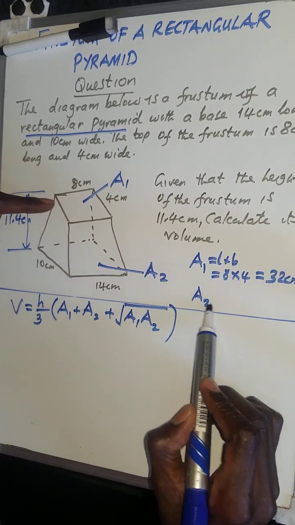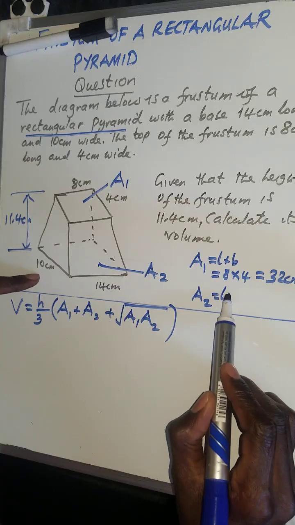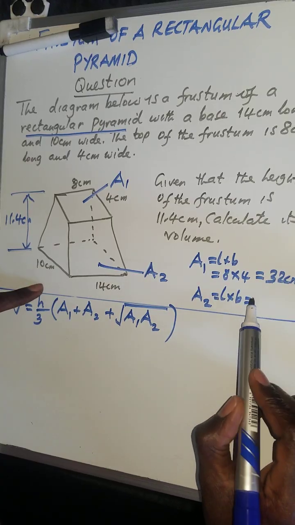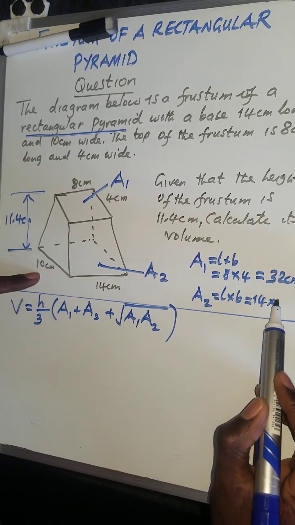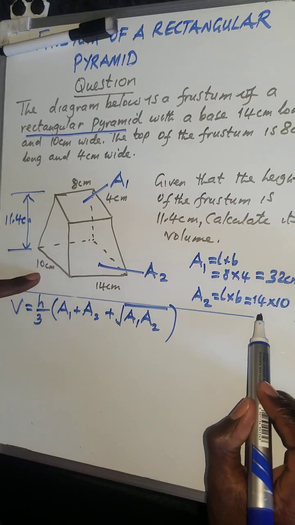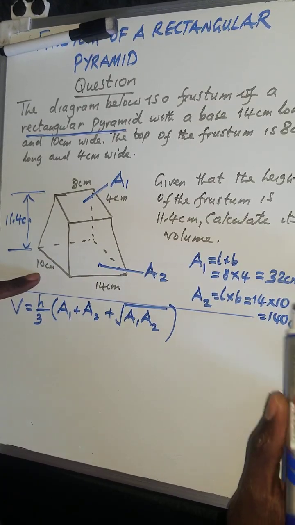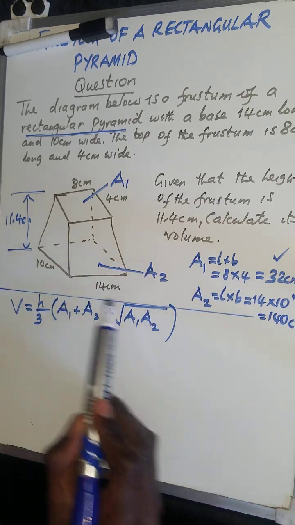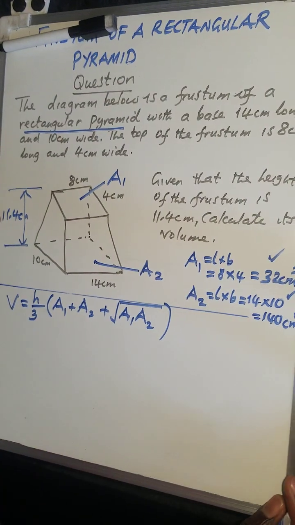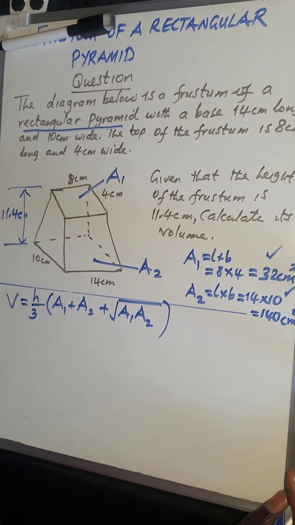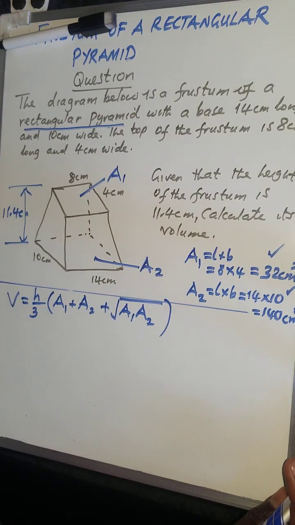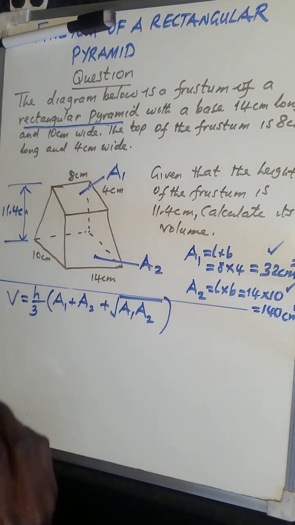You can also get what your area 2 will be. It's L times B, which is equal to 14, the length, times the breadth, which is 10. So that is going to give me 140 square centimeters. So once you get this, you can just apply them in the formula that we have for finding the volume. Right, so that is what we mean.